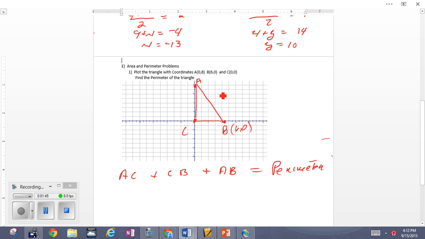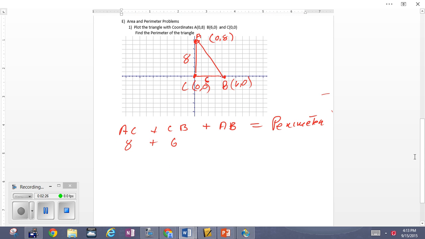So do we have to apply the midpoint formula to each of these? I'm sorry, the distance formula? No. If you think about it, the coordinates up here are 0, 8. So we move from C to A, so that's 8 units directly up, okay? This is 6 units directly over. So we already have those two. We have AC, which is 8, plus CB, which is 6. The only thing we don't have is AB. So maybe we have to apply the distance formula just once to find that length AB, okay?